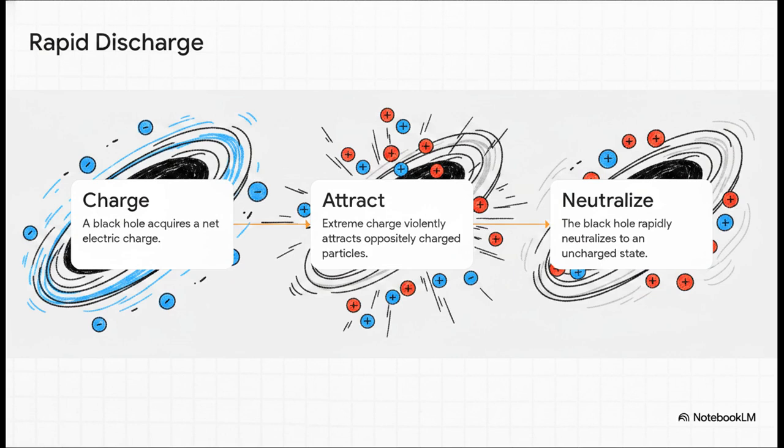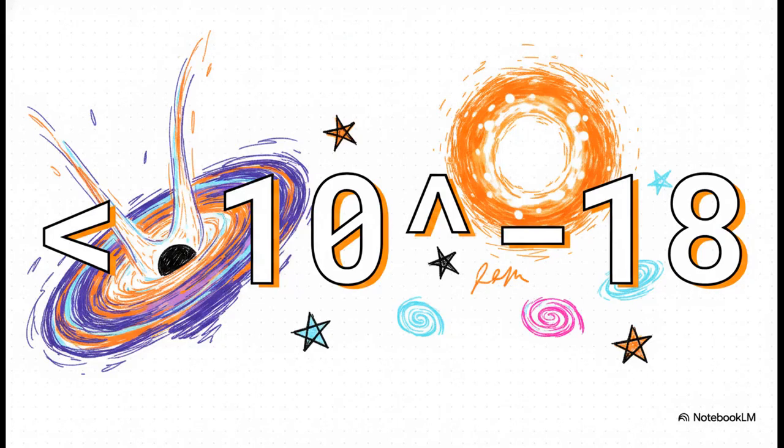Let's say a black hole did manage to swallow a bunch of extra electrons and acquire a massive net negative charge. That extreme charge would instantly and violently attract oppositely charged particles, protons, from the surrounding plasma, all while repelling further electrons. Thanks to this rapid discharge process, along with some complex quantum effects in the vacuum of space, the black hole rapidly neutralizes itself. And this neutralization happens on a timescale much shorter than anything we probe with our observatories.